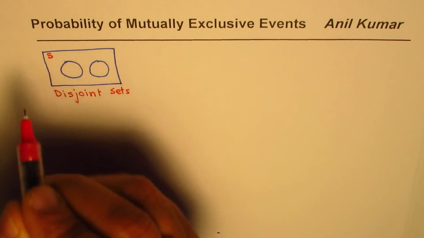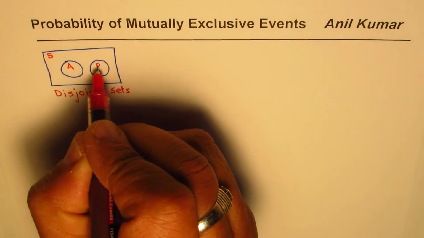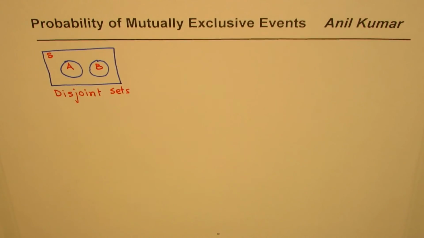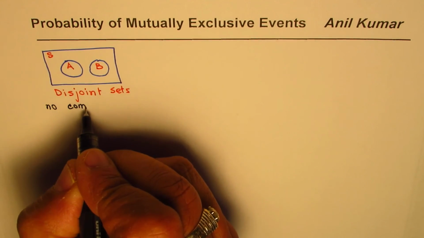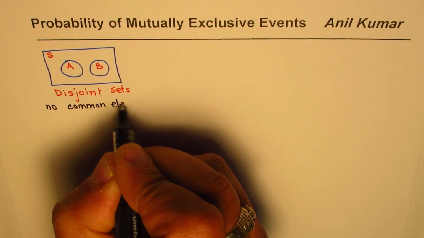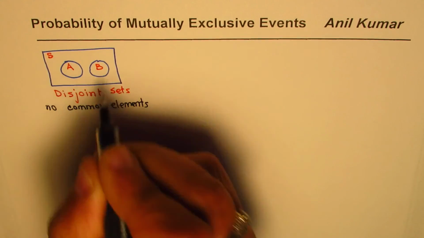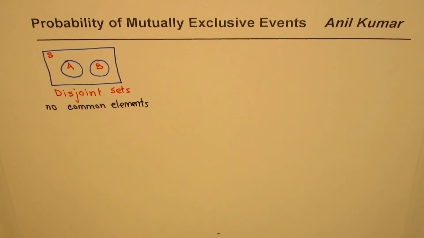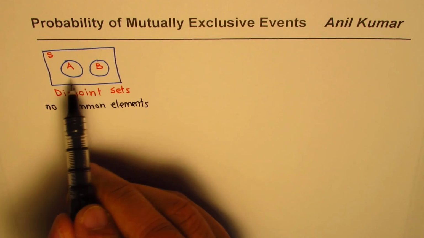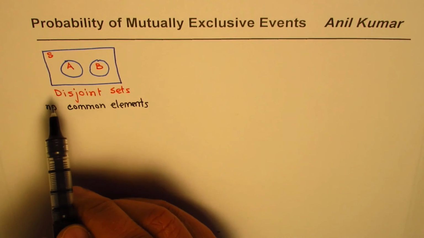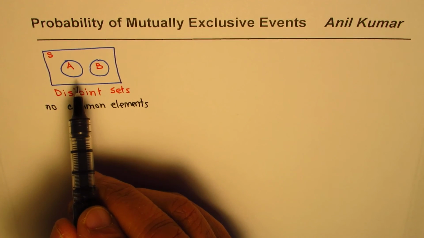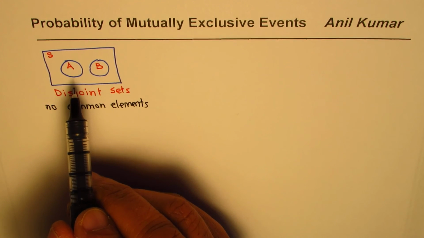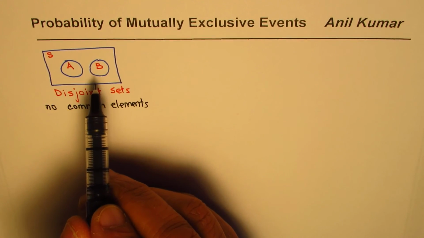So in our sample space S, we're talking about two events A and B which do not have any common elements. So no common elements. So that becomes a disjoint set. So when we are trying to find probability of such events where there is nothing common, for example, throwing a dice and getting an even number and tossing a coin and getting heads. Now in this event, nothing is common. So these probabilities, they just add up.